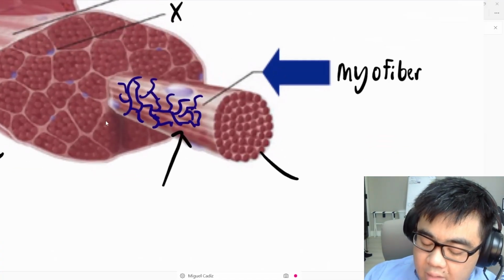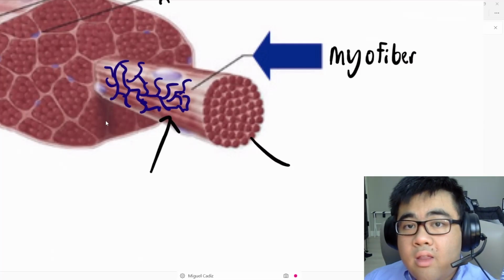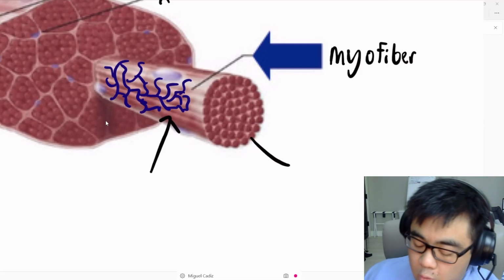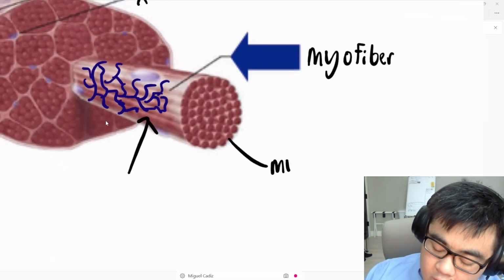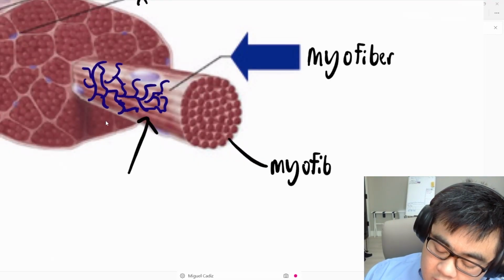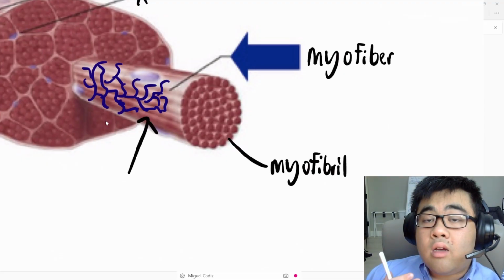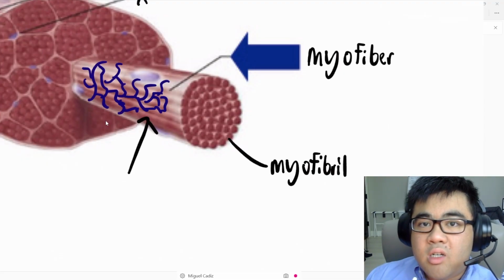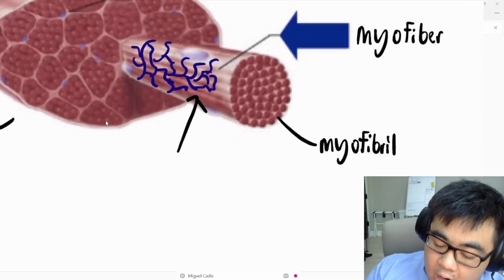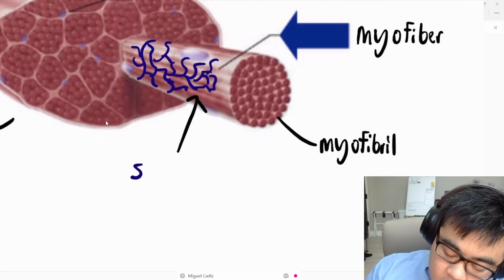Within each myofiber, there are two main organelles that allow for contraction. You have the myofibril. The myofibrils are the organelles that actually do the physical action of contracting and shortening. And then you have the sarcoplasmic reticulum.